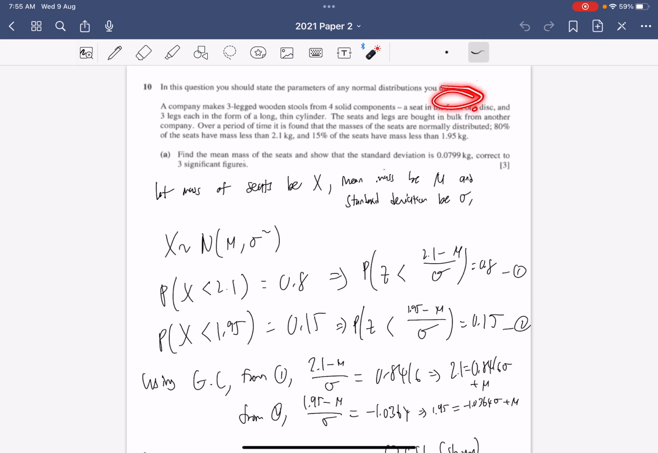It comes with a seat and 3 legs. So the seat and the legs are bought in bulk, and the masses are all normally distributed. So 80% of the seats have less than 2.1 kg and 15% are less than 1.95. So you just let the mass of the seats be denoted by the random variable x, and the mean of the mass will be mu, standard deviation sigma. So x will follow a normal distribution.